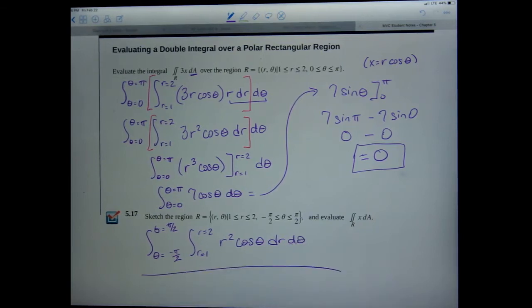Look at the screen when you're done, see if you got what I got. R squared... Oh, I forgot the r. I just didn't write that. If you wrote r cosine theta, r dr d theta, that's fine. It is r squared cosine theta dr d theta. Just always remember you raise your r's by one power. It's got to be r dr d theta.